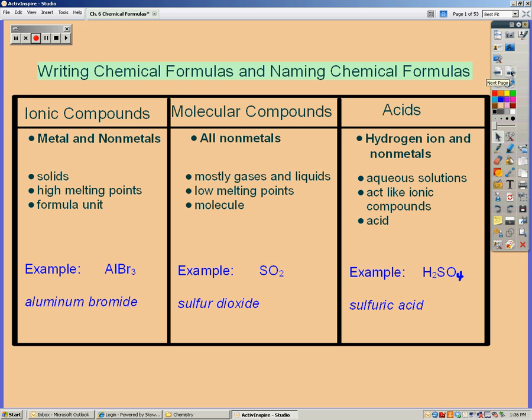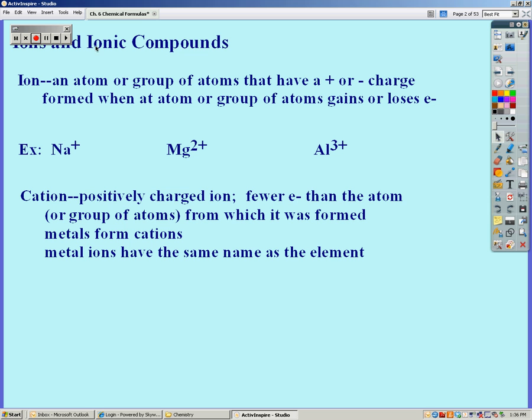Okay, so we're going to concentrate now on just ionic compounds. Ionic compounds are made up of ions, a positive ion and a negative ion, and ions are formed when they gain or lose electrons. And we write their symbols with a superscript of the charge in this corner here.